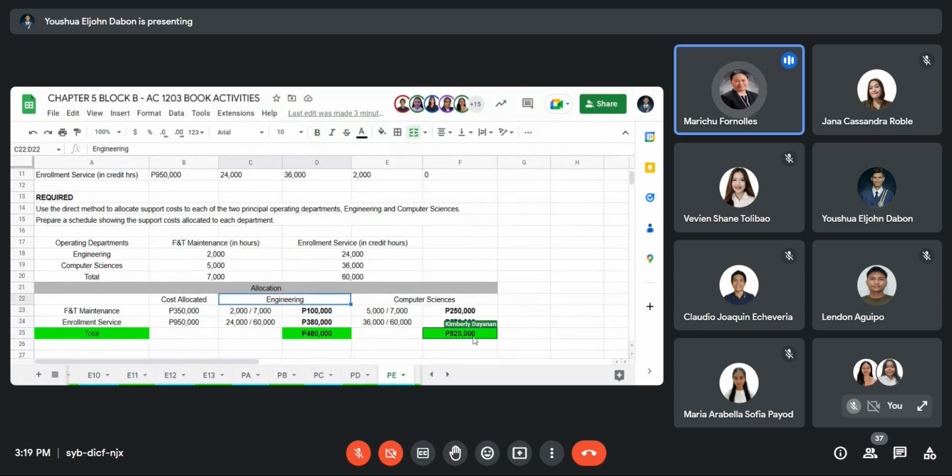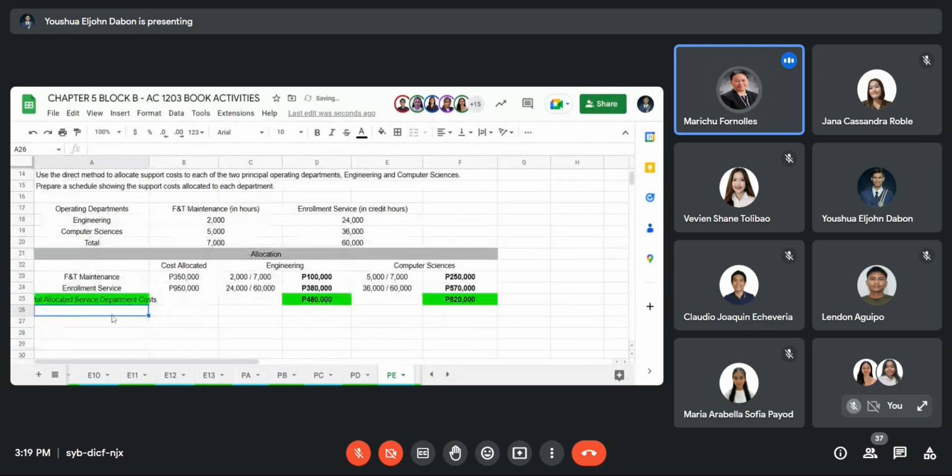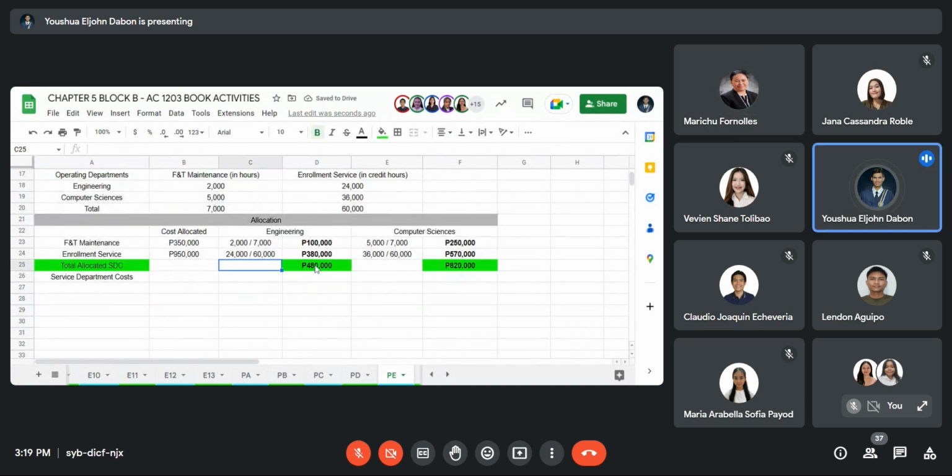Okay, so label it properly as total allocated service department costs. Total allocated SDC, service department costs. So 480,000 pesos for engineering and 820,000 for computer science. Draw a horizontal line above the final answer.